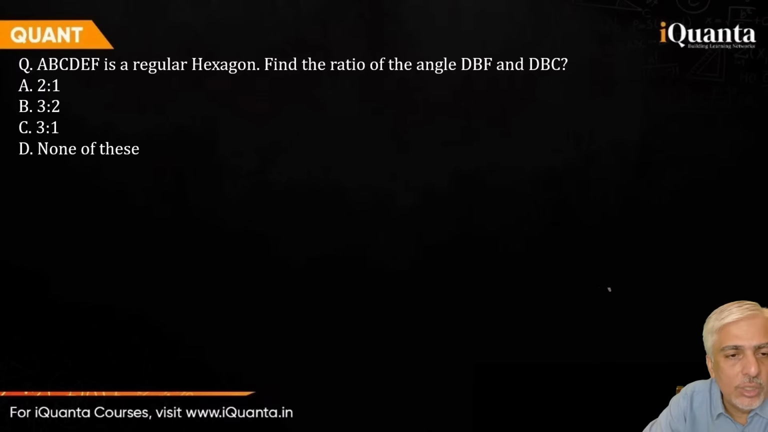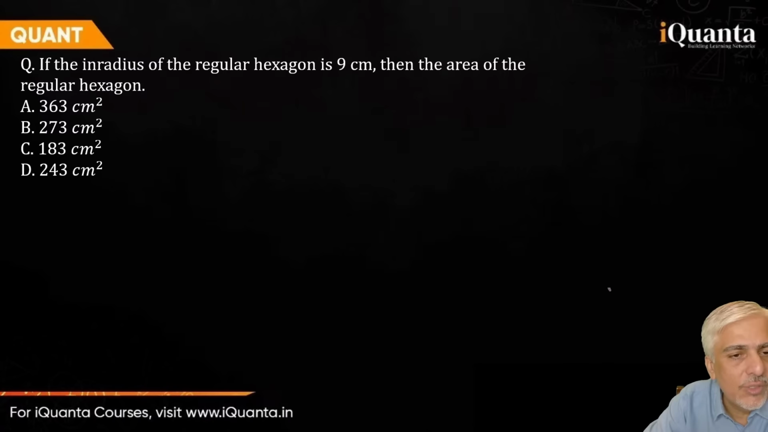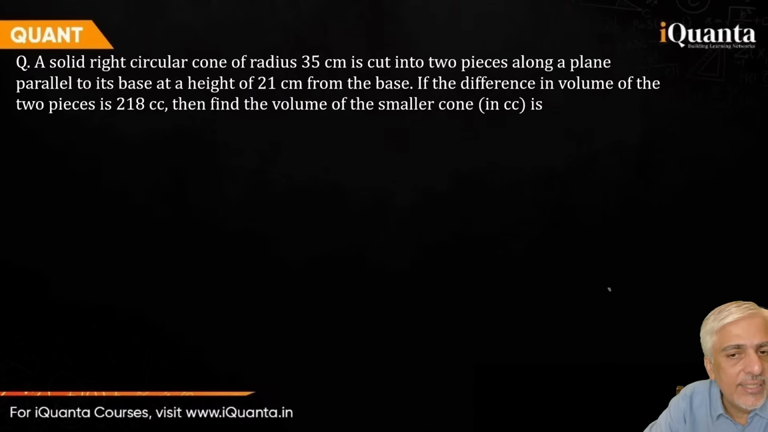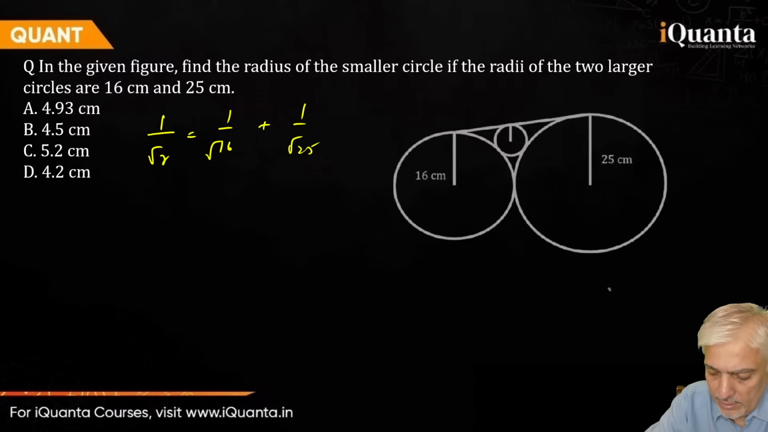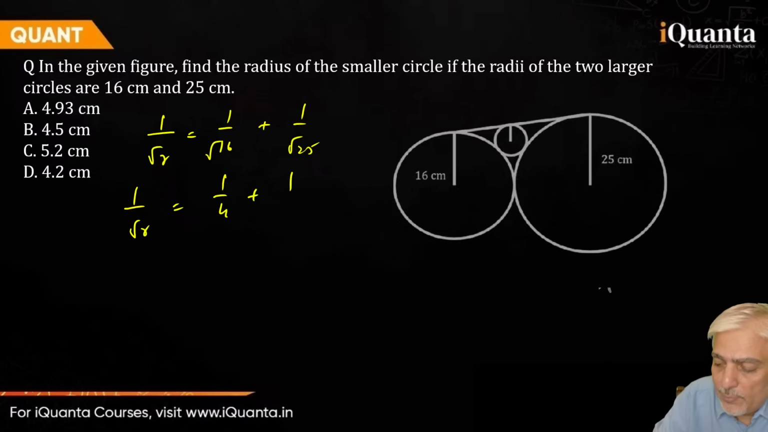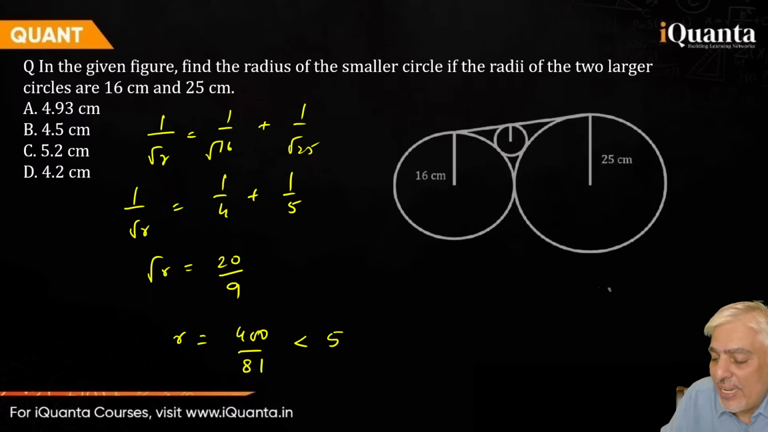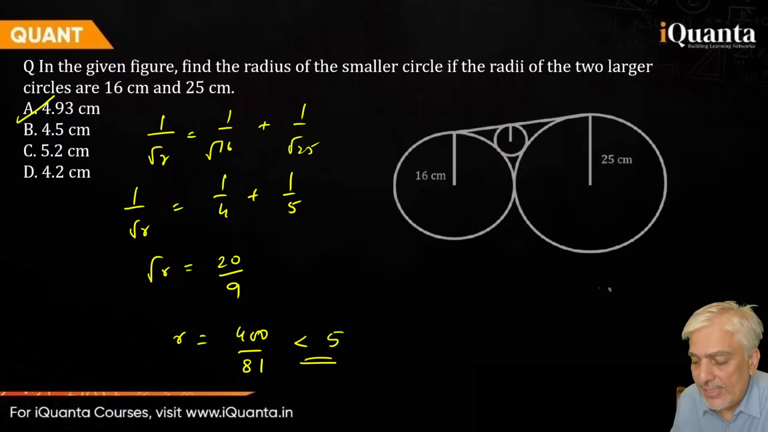Solve it. By the time, I'll just have a look. This question is very straightforward. I'm just looking at any questions, there are a couple of questions behind it. So what will you get? 1 upon root r is equal to 1 upon 4 plus 1 upon 5, which is 9 upon 20. So root r is 20 upon 9 after taking reciprocals. So therefore r becomes 400 upon 81, which is slightly less than 5. From the options, you should be able to be clear that it is 4.93, slightly less than 5.